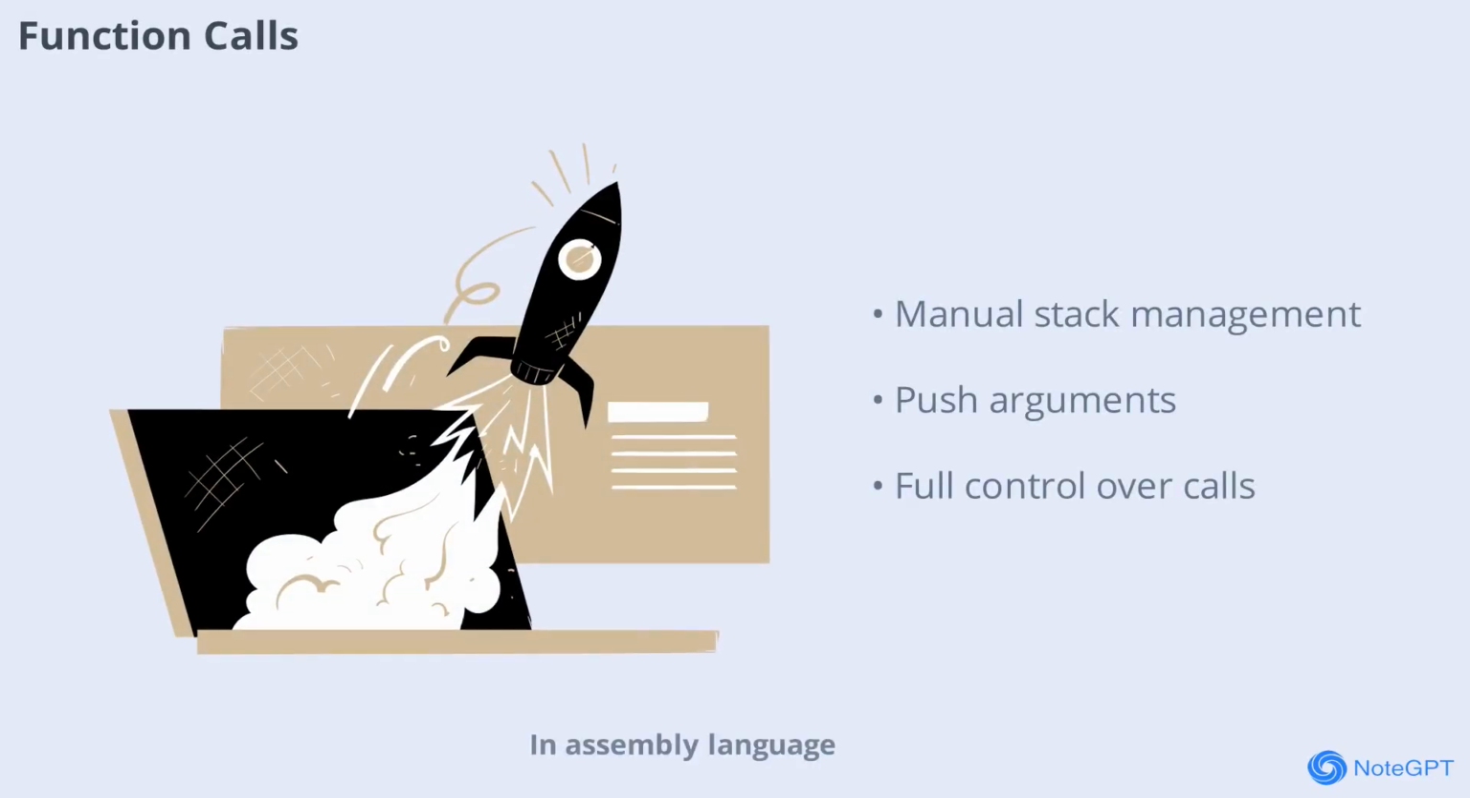In assembly language, function calls are managed manually using the stack and specific instructions. Programmers push arguments onto the stack, call the function, and then clean up the stack afterward. This process gives programmers full control over how functions are called and how data is passed, but it also requires careful attention to detail to avoid errors.